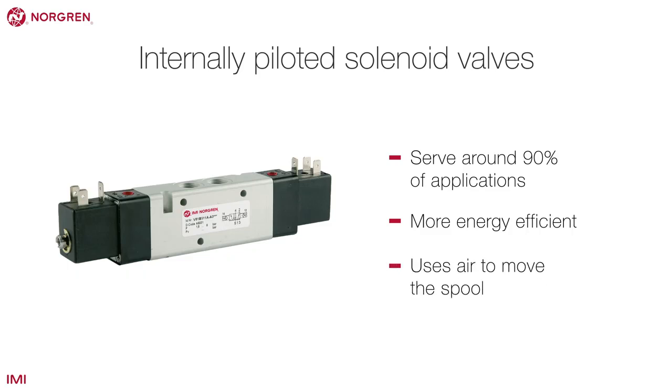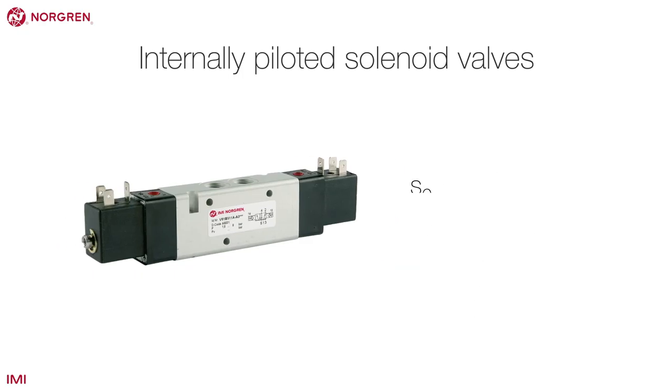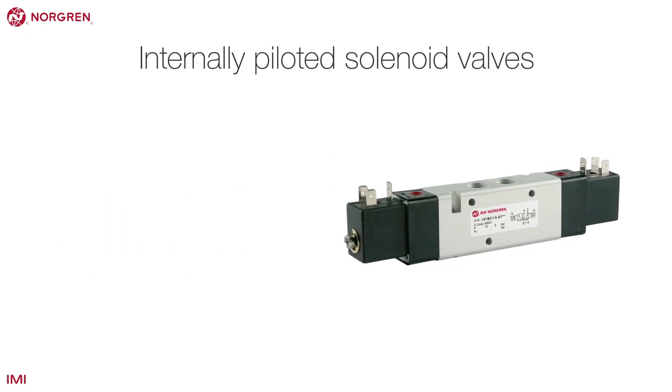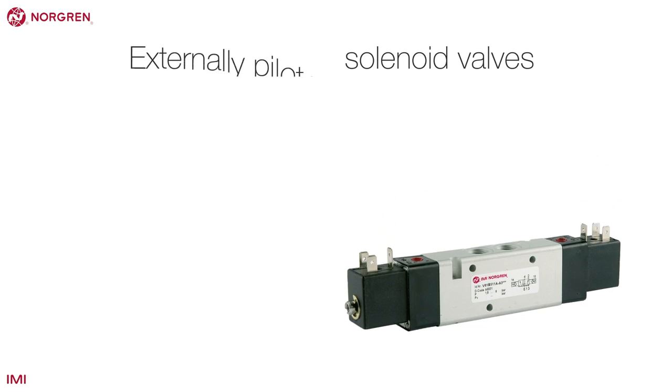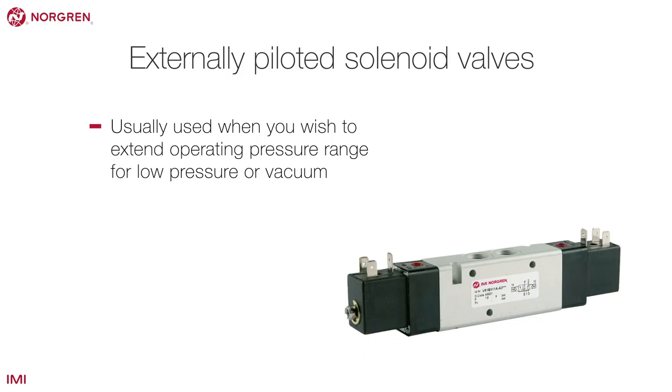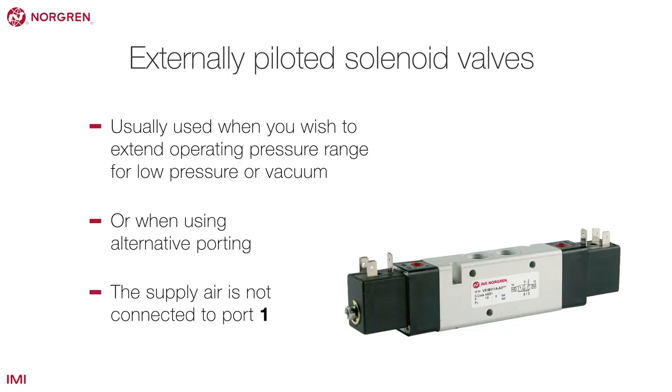They use air to move the spool across, changing the position of the valve. When selecting a valve, make sure you check the minimum operating pressure range. An external pilot is usually used when you wish to extend operating pressure range for low pressure or vacuum, or when using alternative porting, so the supply air is not connected to port 1.